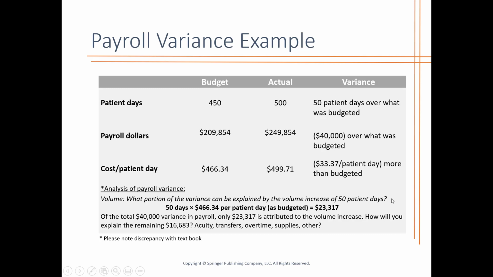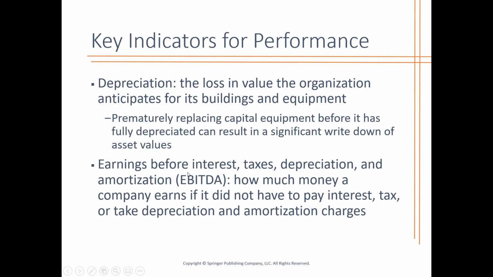So the analysis of the volume: what portion of the variance was related to volume? If you want to calculate this, you take the additional 50 patient days that we calculated here, and you multiply that by the budgeted cost per patient day. So 23,317 of the 40,000 that we were over is related to just volume. So of the 40,000 in payroll variance, only 23,000. That means there's an additional 16,683. Was that related to transfers, overtime, supplies? As a nurse leader, you would need to dig into why that variance is more than volume.